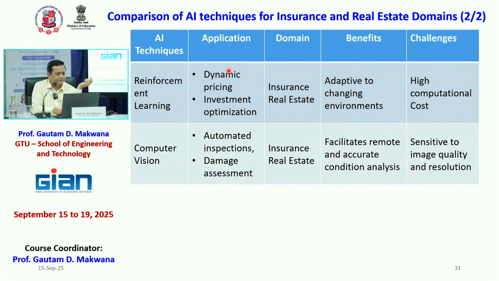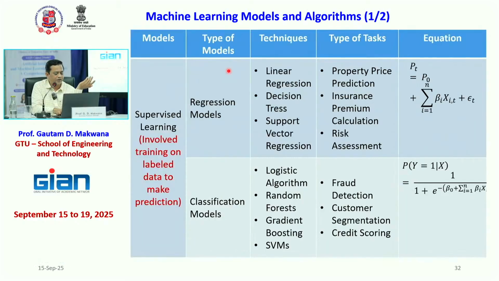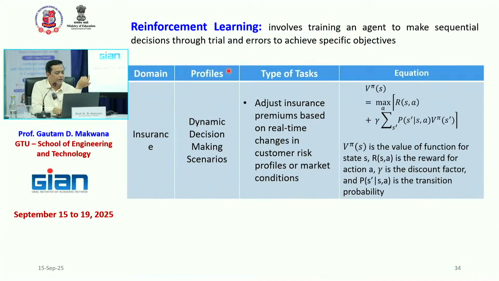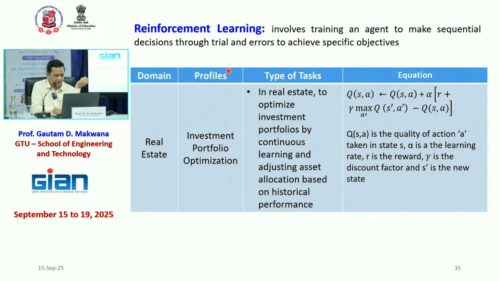So these are some of the parts and the comparison of AI techniques for the insurance and real estate domains: machine learning algorithms under supervised learning, the types of tasks and techniques, the types of models, and reinforcement learning in insurance for dynamic decision-making scenarios, in investment portfolio optimization, even investment in real estate. Whether it is good or bad, who knows?